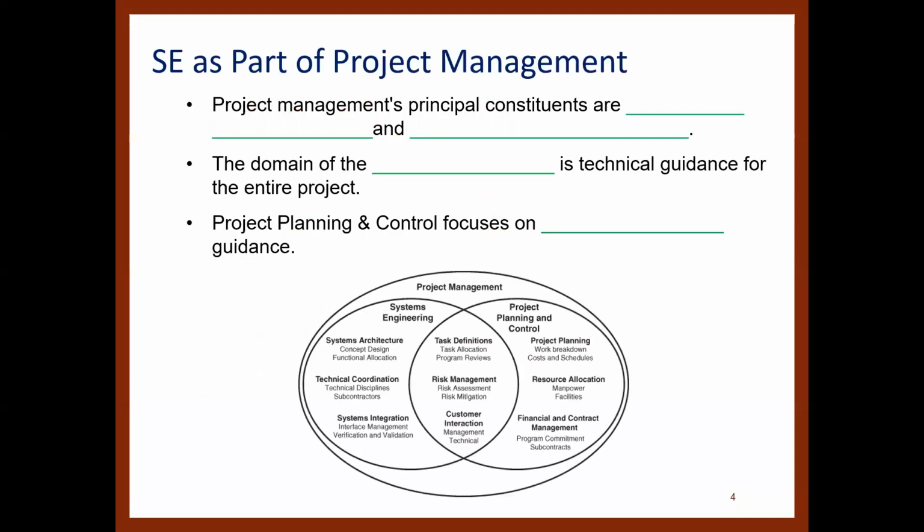So, systems engineering as part of project management. Project management's principal constituents are systems engineering and project planning and control. The domain of systems engineering is technical guidance for the entire project, and project planning and control focuses on financial and contract guidance. In this figure, we have a Venn diagram which shows the systems engineering areas and the project planning and control areas, and also the areas that are connected for both of them, meaning that task definitions, risk management, and customer interaction are parts of both systems engineering and project planning and control.